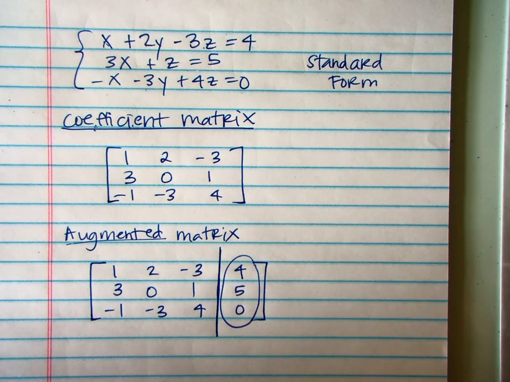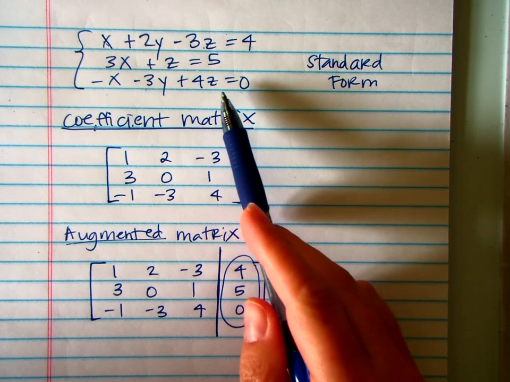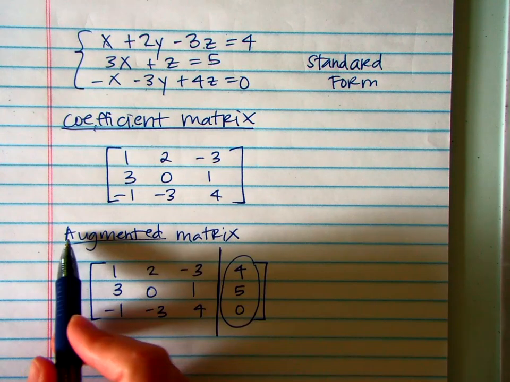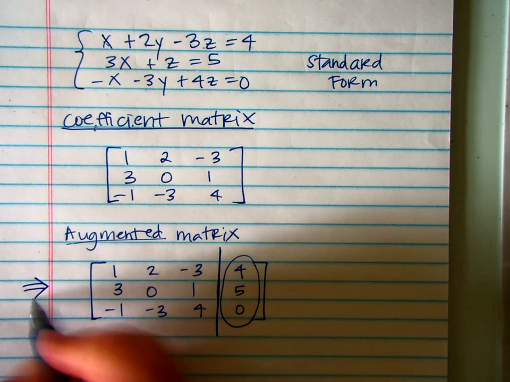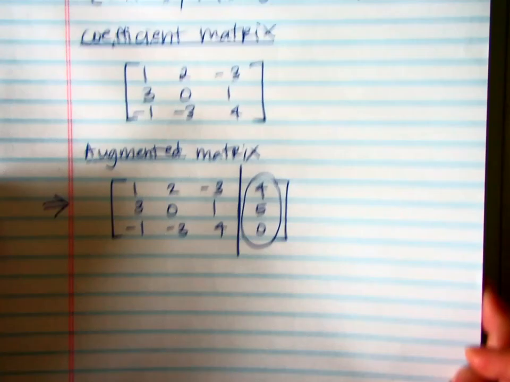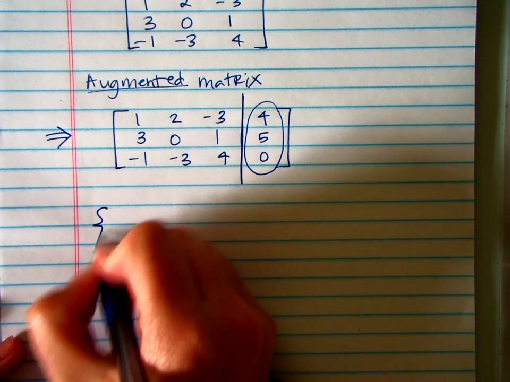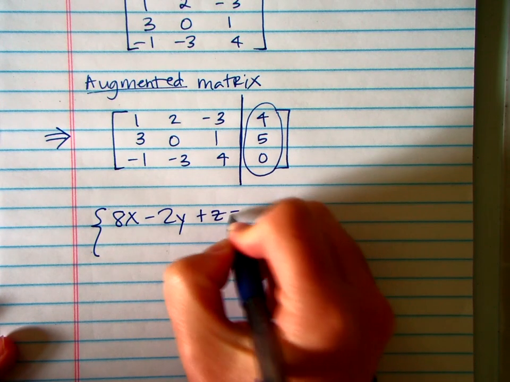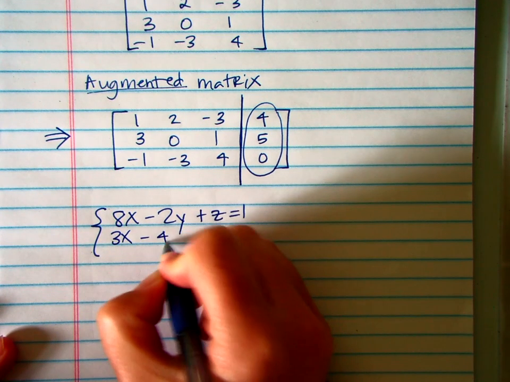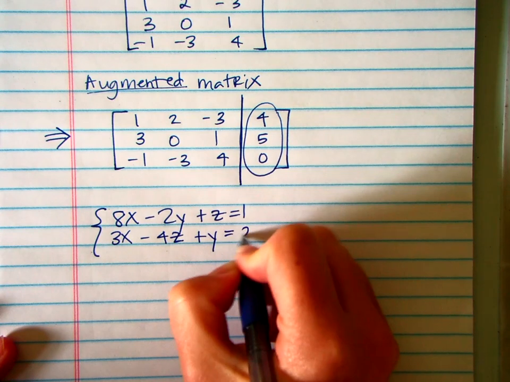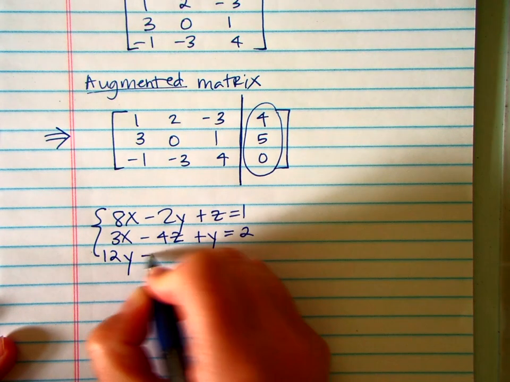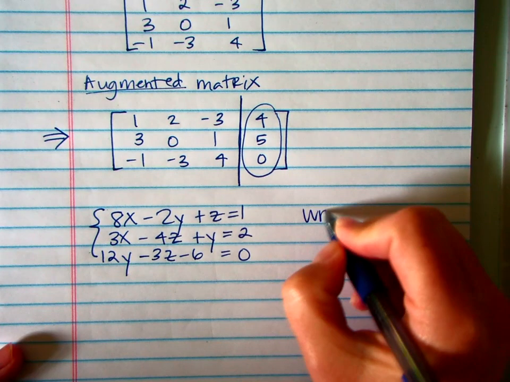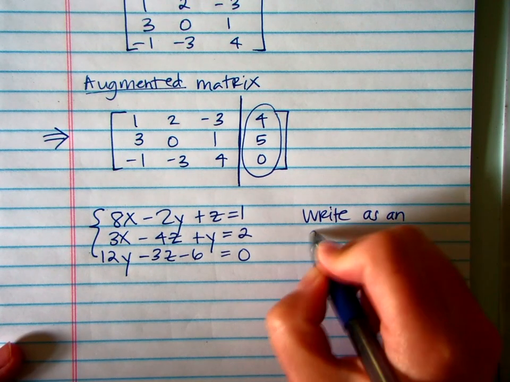All they are is the numbers on the opposite side of the equal sign when we go back to our system of equations. So it's pretty easy to do generally for this lesson, but what we're going to be using is an augmented matrix. So I'm going to do it one more time from the beginning. I'm going to create a new system. So let's say 8x minus 2y plus z equals 1, 3x minus 4z plus y equals 2, 12y minus 3z minus 6 equals 0. So I want to rewrite this as an augmented matrix.